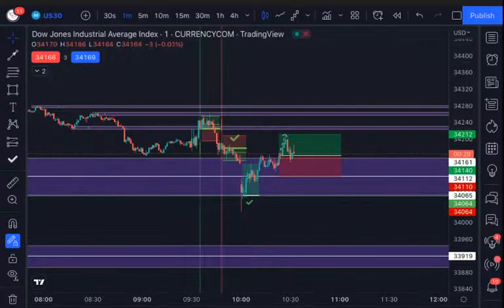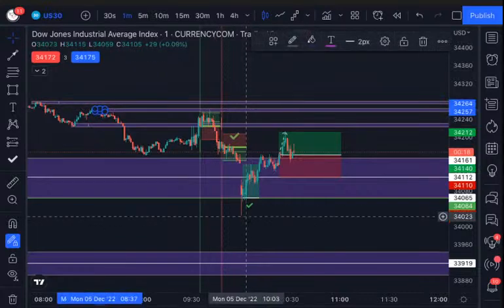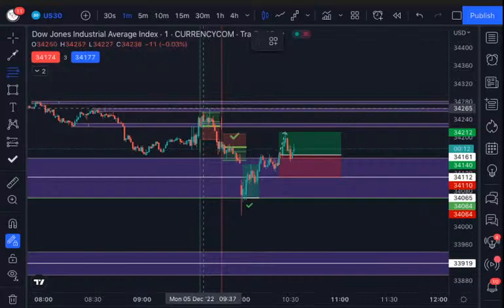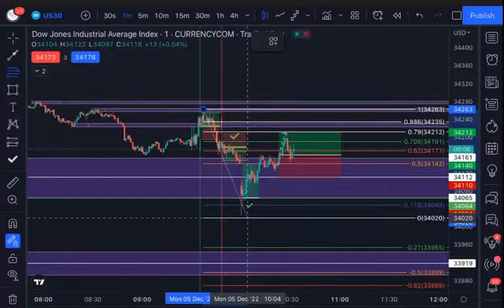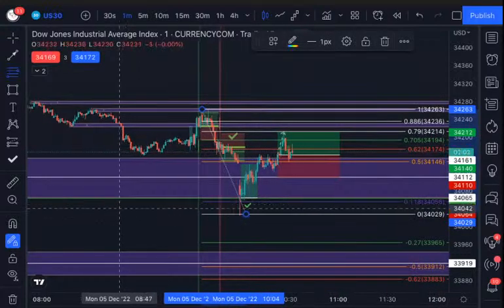Oh, that's nice though. I like how it broke up above that 77. Then it broke below. Retesting. Yeah, there we go. I like that. All right, so it came up. It wicked off this 786 level, right? Held at close and held at the 77 level, and now it broke below and is wicking off the 618 level.